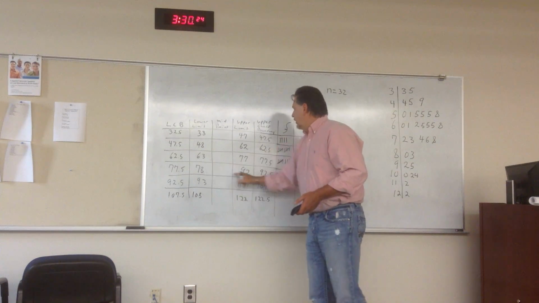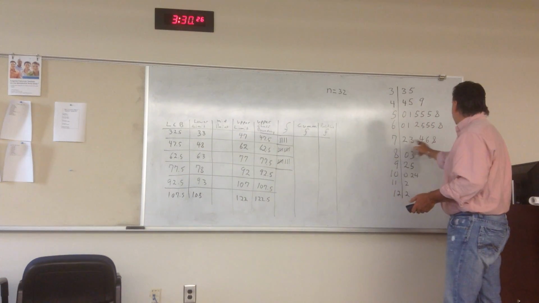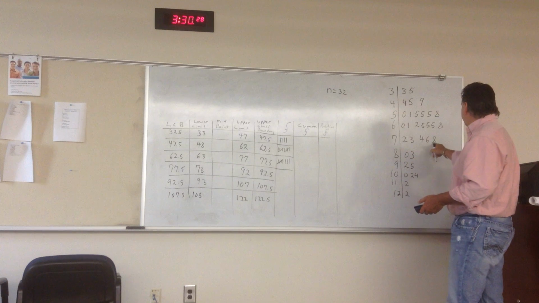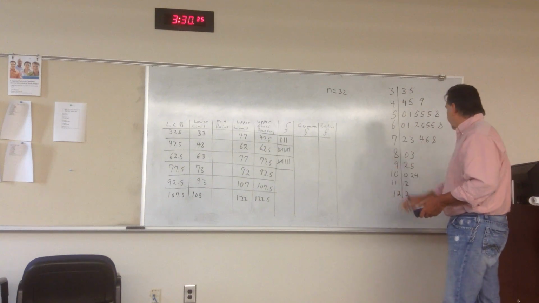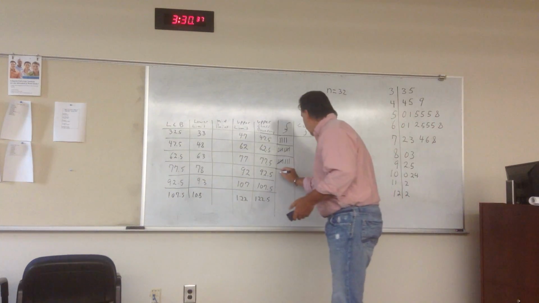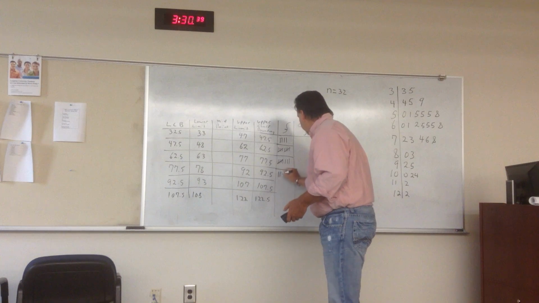Now my next class is 78 to 92. So I'll come to my 7s, and I've got my first one, 78. So 1, 2, 3, 4. 4 data points. So I'll make my tally marks: 1, 2, 3, 4.